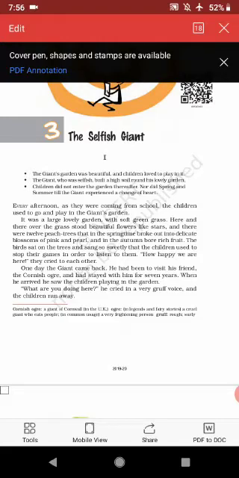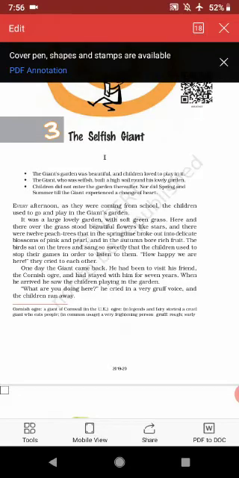And in the springtime they broke out into delicate blossoms of pink and pearl, and in the autumn bore rich fruit. In the springtime, lots of flowers used to bloom in the giant's garden, and in the autumn, lots of rich fruits used to grow on the giant's garden trees.